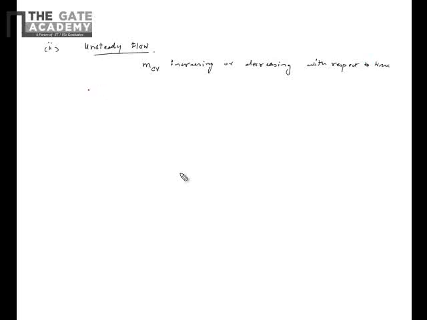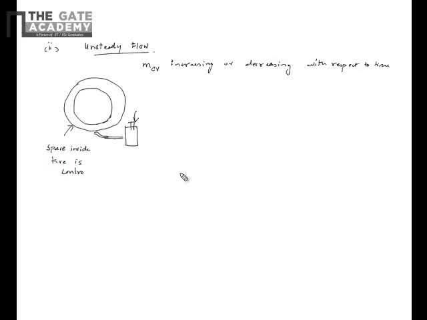Okay, so let's take, you have a cycle tire, and you are filling up the gas. You're pumping the gas, applying the force, gas is going in. So this is your control volume, basically the space inside the tire is your control volume. Okay, so now as you fill the air, you have the inlet, so mass inlet is there, no outlet, mass outlet is 0, mass inlet is there.